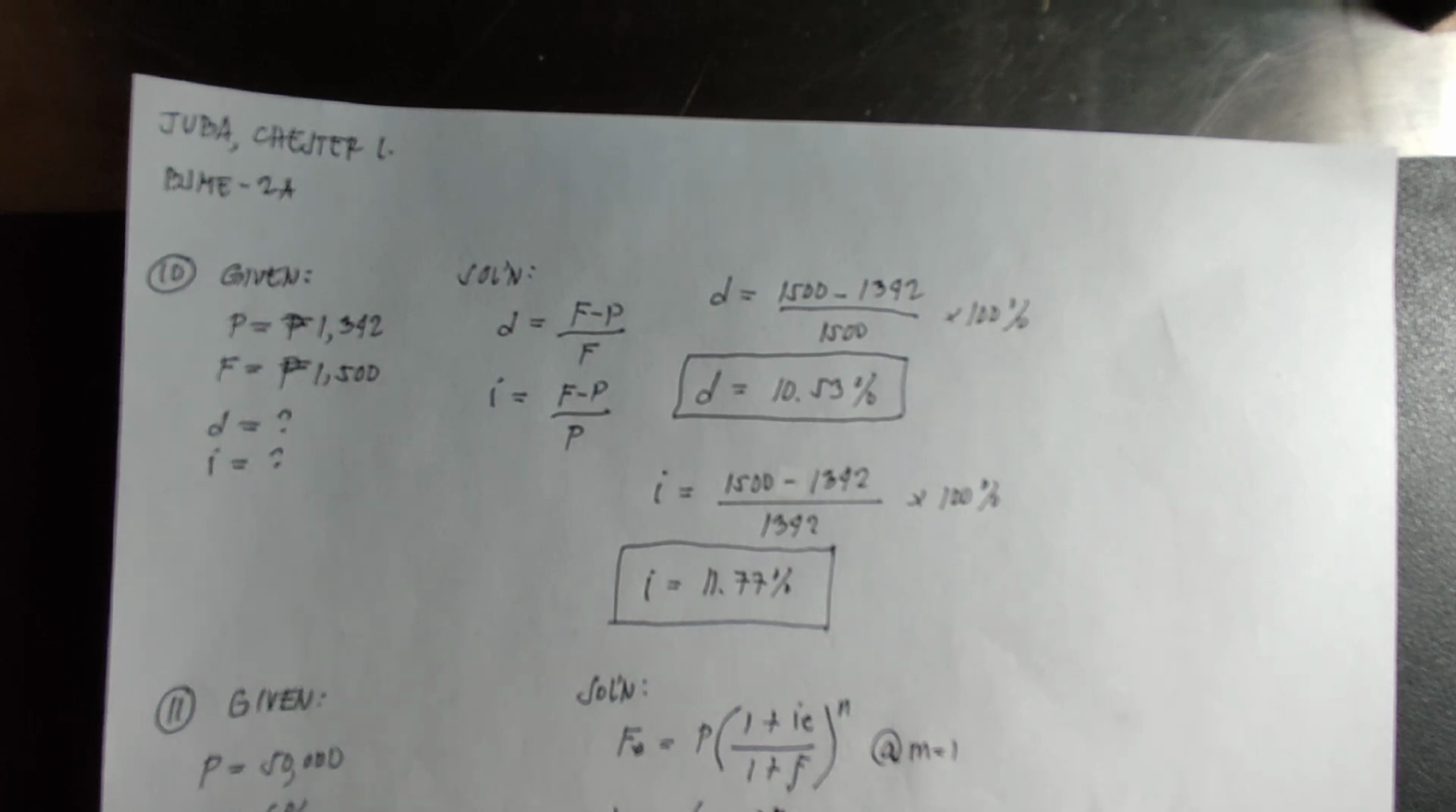So D is equals to 1,500 minus 1,342 all over 1,500 multiplied by 100%. Then we will get D is equals to 10.53%. Now let's calculate the I, or the interest rate, which is 1,500 minus 1,342 all over 1,342 times 100%. Then we will get our interest rate is equals to 11.77%.